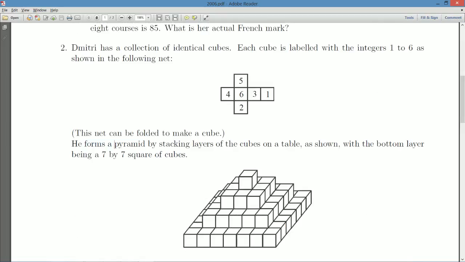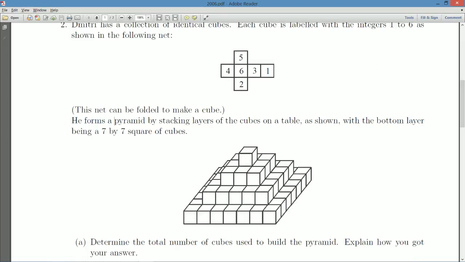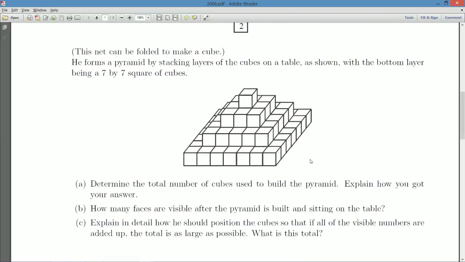Alright, so he forms a pyramid by stacking layers of the cubes on a table as shown, with the bottom layer being a 7 by 7 square of cubes. 7 by 7, this one's a 5 by 5, this one's a 3 by 3, and this is a 1 by 1. So part A, determine the total number of cubes used to build the pyramid. Explain how you got your answer.